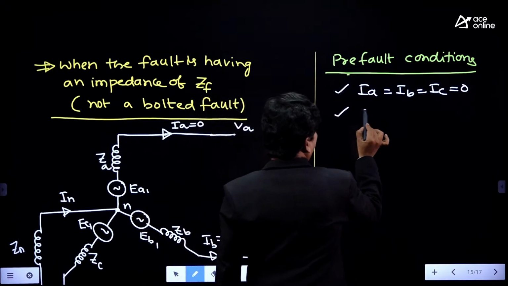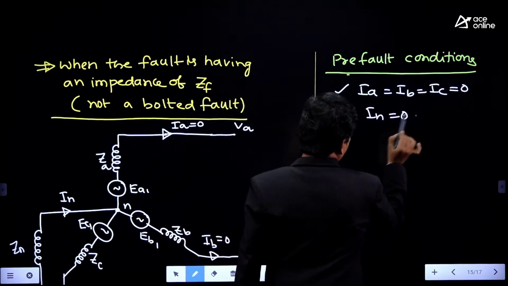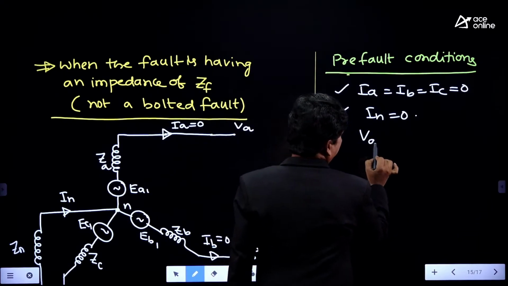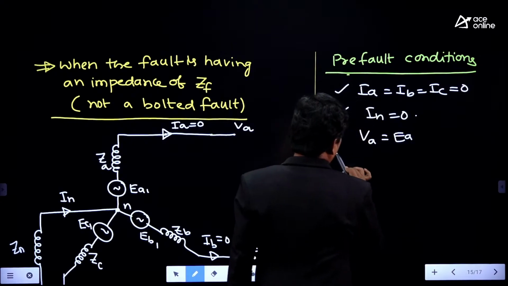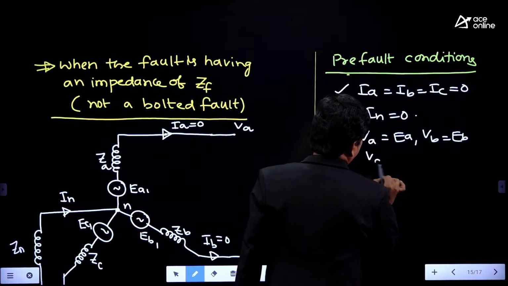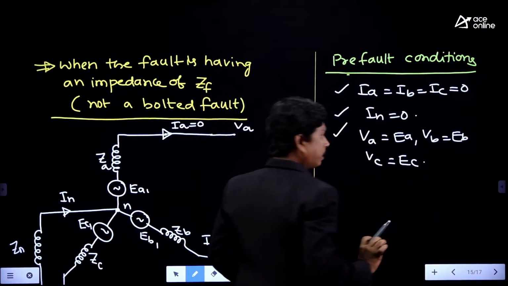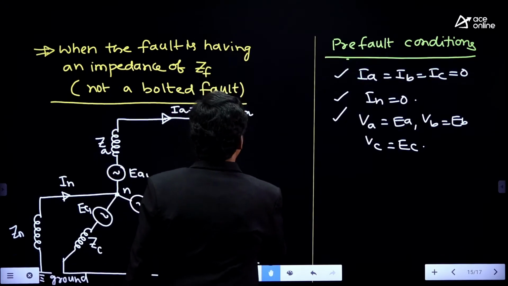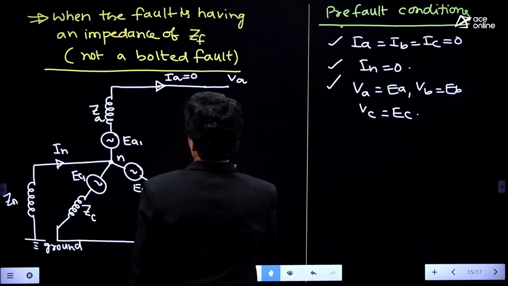Therefore, the neutral current IN is equivalent to 0, and for the induced EMFs, the terminal voltage VA is equal to EA, VB is equal to EB, and VC is equal to EC. So, these are the pre-fault conditions we are having, right?